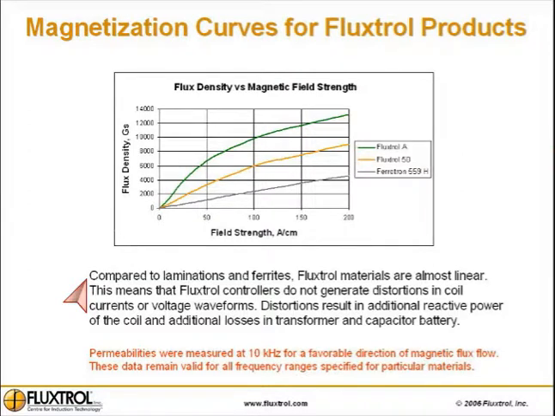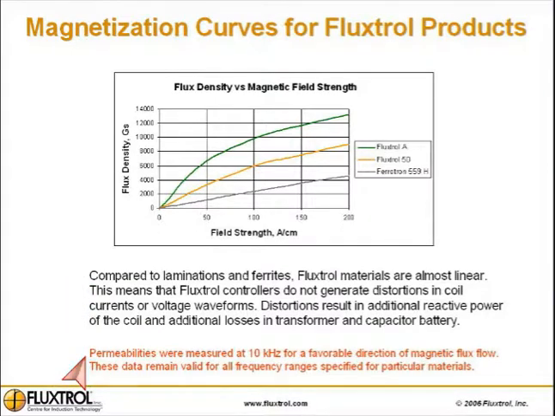Magnetization curves for Fluxtrol products. Compared to laminations and ferrites, Fluxtrol materials are almost linear. This means that Fluxtrol controllers do not generate distortions in coil currents or voltage waveforms. Distortions result in additional reactive power of the coil and additional losses in the transformer and capacitor battery.